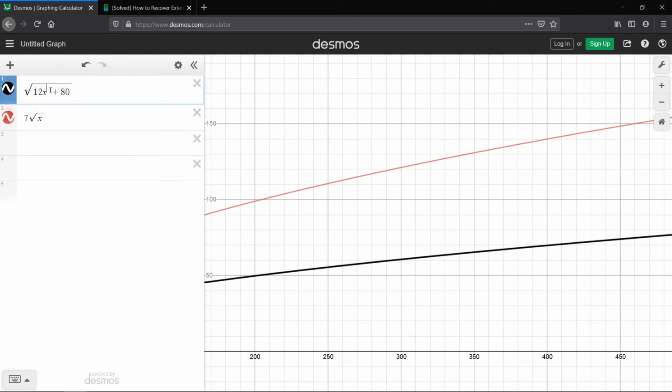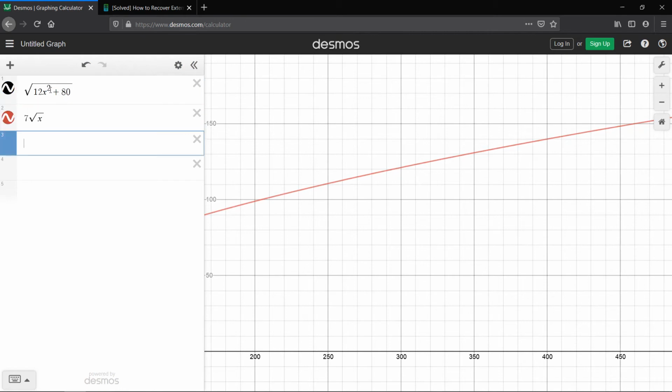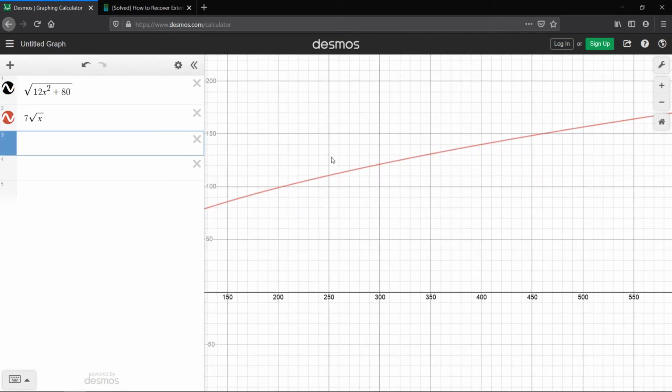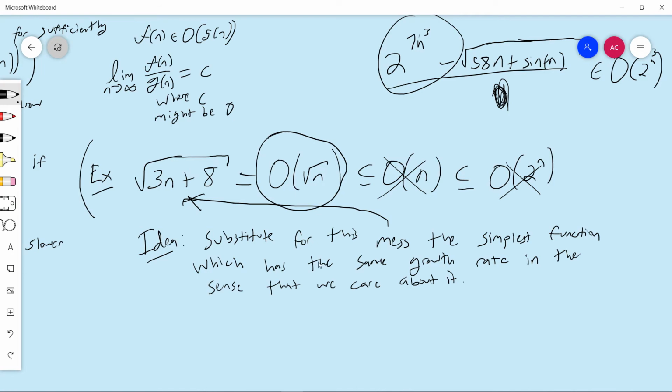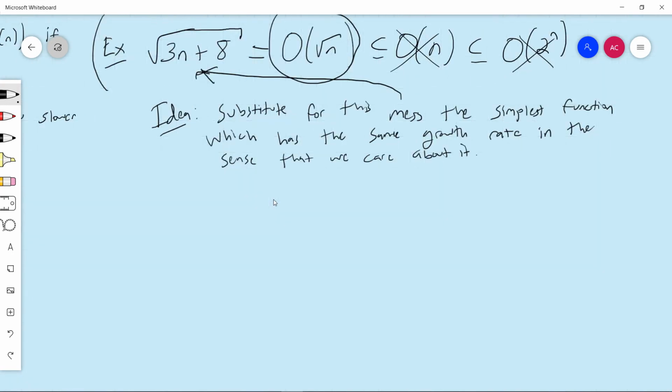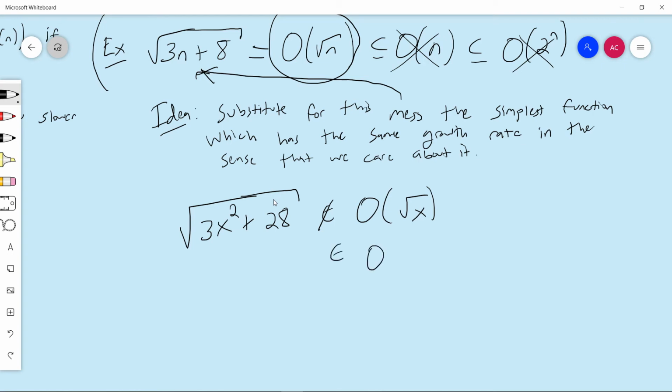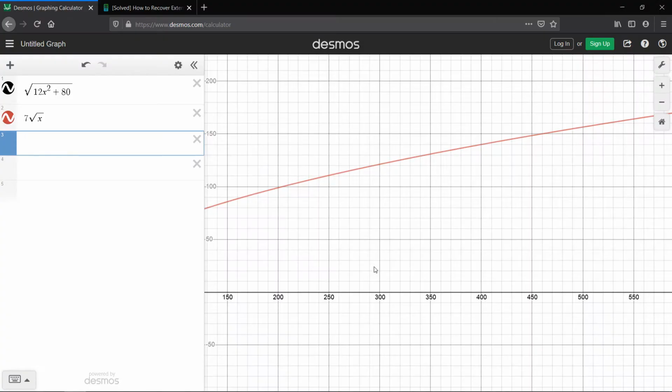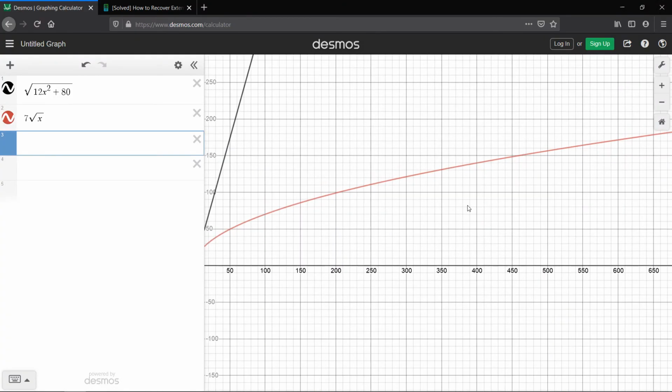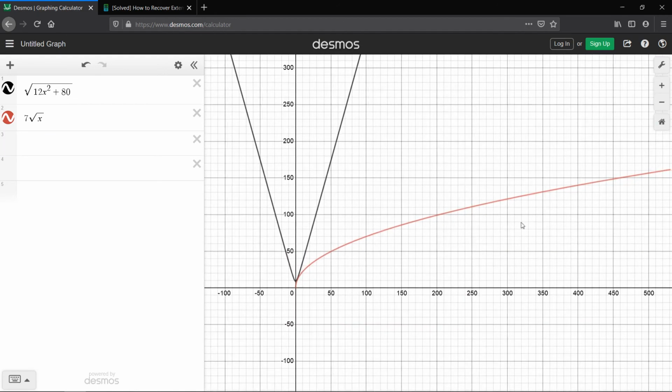But meanwhile, if this was the square root of 3x squared plus 28, that is not O of the square root of x. What it is, is O of x itself. The square root and the squared kind of cancel out. And you can see that because just look, it gets out of control.